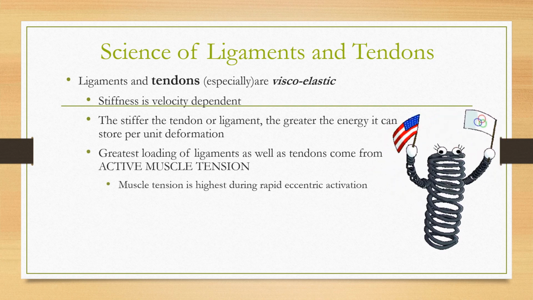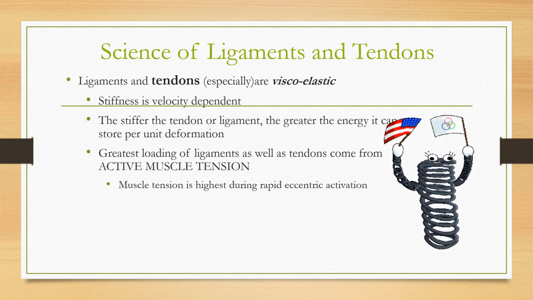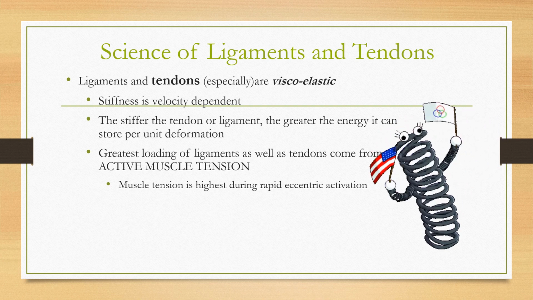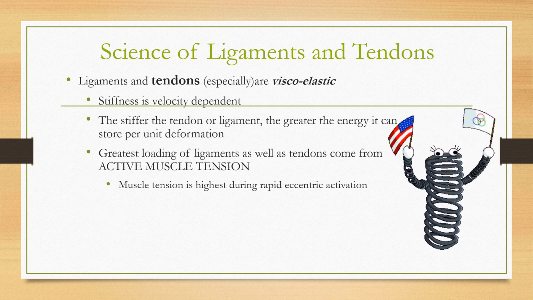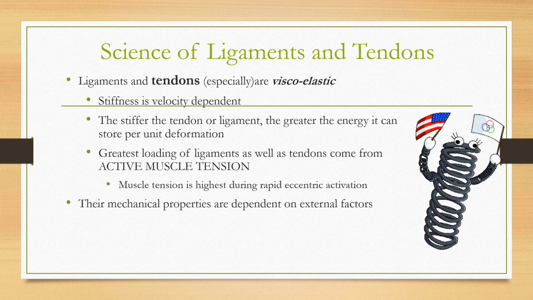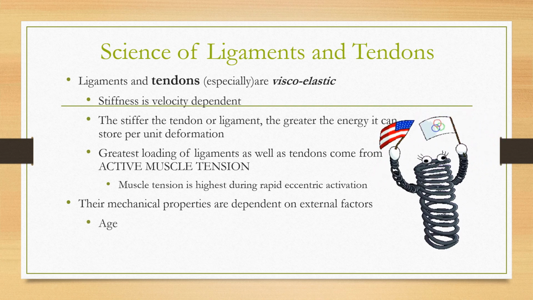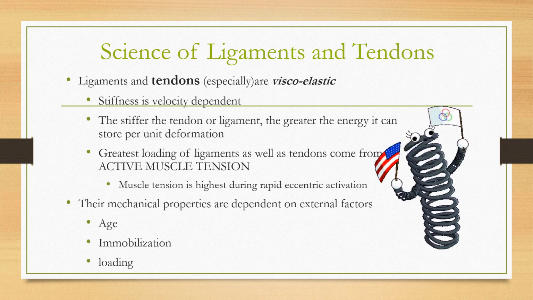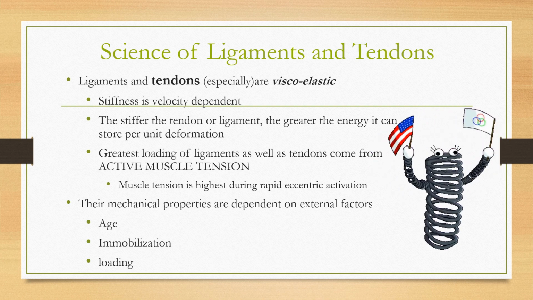However, the potential consequence of that is that since the muscle tension is highest during rapid eccentric muscle activation, we're also most likely to have injury to ligaments or tendons during that high-speed muscle activation. Now, the mechanical properties of muscles and tendons both depend upon a few factors, including the age of the individual, immobilization, really important, and loading. That is that the tendon can improve through the right amount of loading.